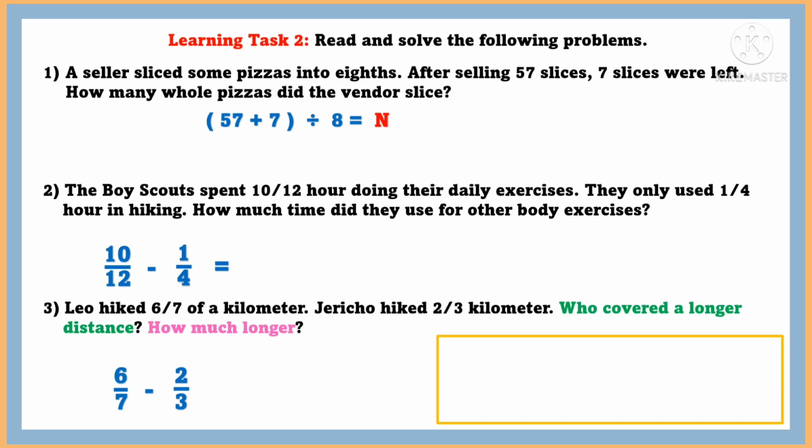Dito sa Learning Task 2, sasagutan ko naman ang number 3. Leo hiked 6/7 of a kilometer. Jericho hiked 2/3 kilometer. Who covered a longer distance? How much longer? So para sagutin ito ay kailangan lang natin i-minus ang 2/3 sa 6/7. So gagamitin ko ang butterfly method para sagutin ang problem.